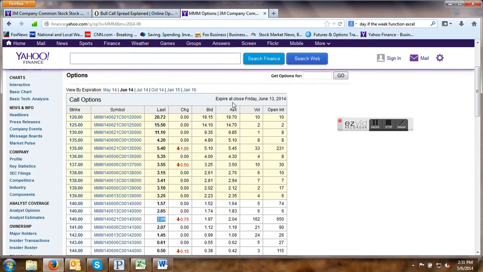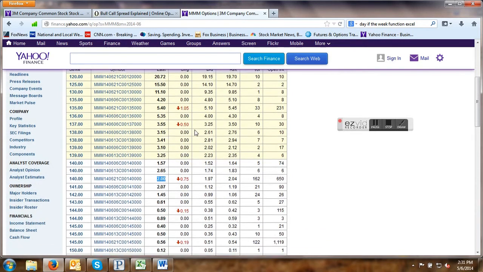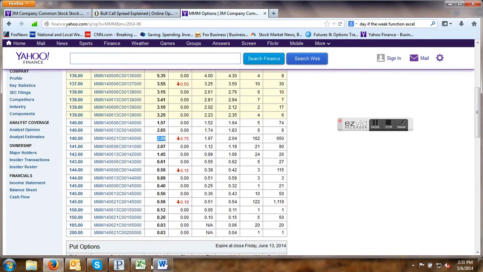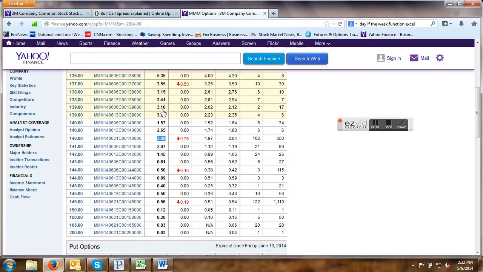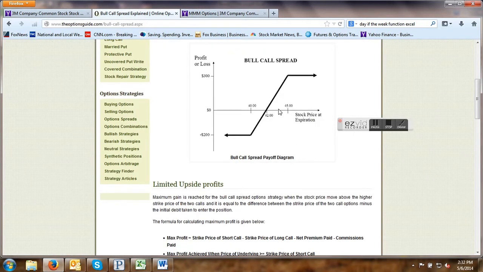Strike is at 140. And again, this is the June 2014 option. They're going to expire on Friday, June 13th. All right, so I'm long that call. That means it's going to cost me $2. Come over here to my Excel spreadsheet. This is today, the 6th. So the one I want to long is costing me $2. I'm just going to enter the price on that one. We'll go ahead and make sure that we have pennies incorporated here. So that's what I bought into this call option at.